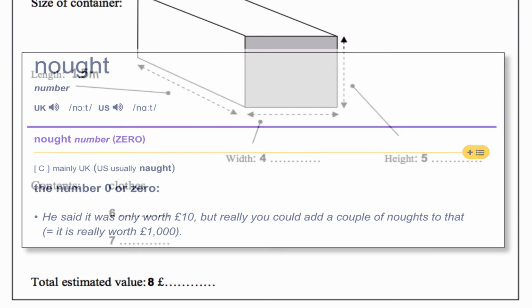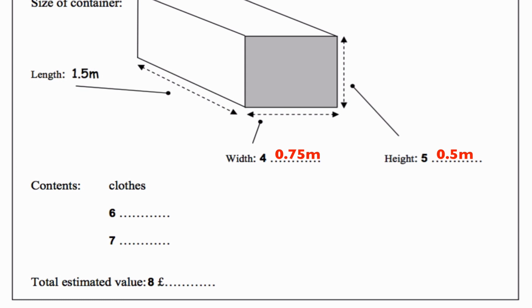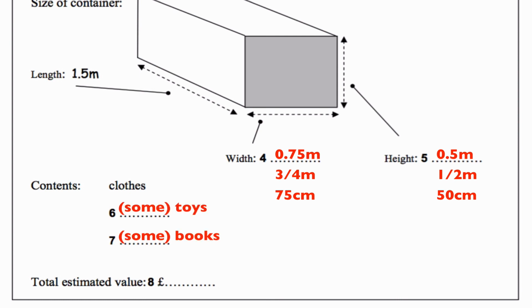And it's worth saying that in IELTS, they're pretty flexible with how they mark listening. So if you had 0.75 or 3/4 of a metre or 75 centimetres, that would be fine. And for the height, half a metre or 50 centimetres would also be fine. The contents of the box were toys and books. You can have toys first and books second, or books first and toys second. It makes no difference. And you can also have some toys or some books. And as I said, IELTS is quite flexible when you make lists in this way.